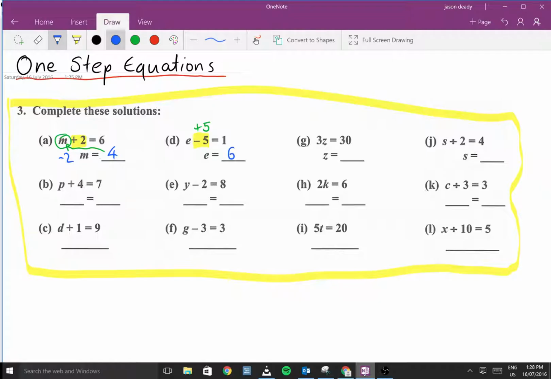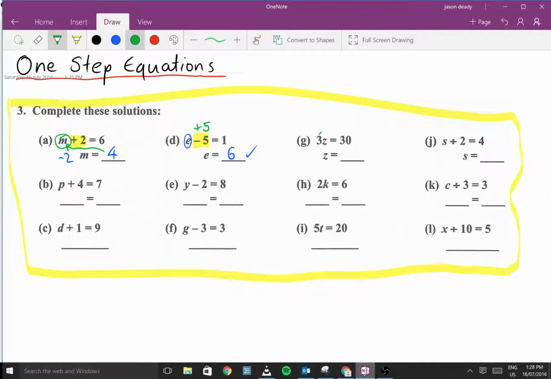And just to test it, I'll put it back in the equation. So if e was 6, this e is 6, 6 take away 5 gives me 1. So that's right. Just another hint, because it's been a little bit of a while since we did these.